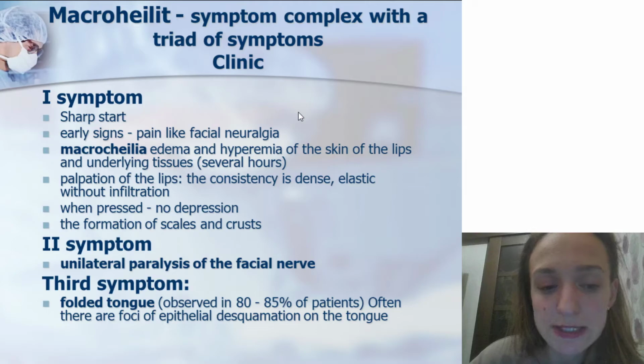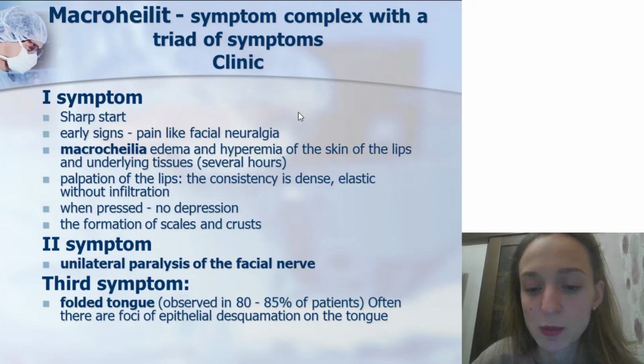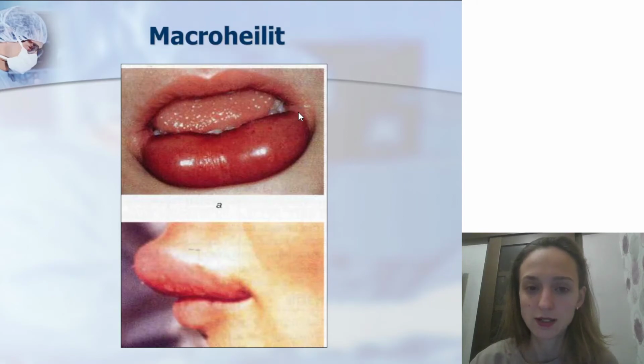Symptom 2 is unilateral paralysis of the facial nerve. And the third symptom is folded tongue, observed in 80-85% of patients, and often there are foci of epithelial desquamation of the tongue. And this is macrocheilitis.